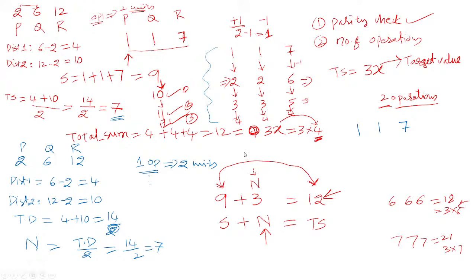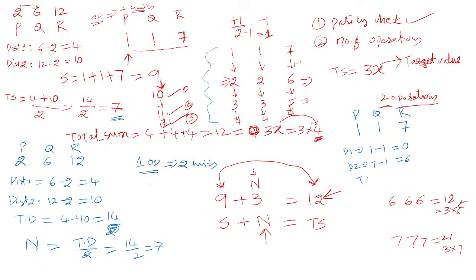Then let us work out whether this rule works or not. Now you find out the distance between the first number and second number, and the first number and third number. So distance 1 I am calculating. What is distance 1? 1 minus 1, it is 0. Then distance 2 I am calculating: 7 minus 1, it is 6.